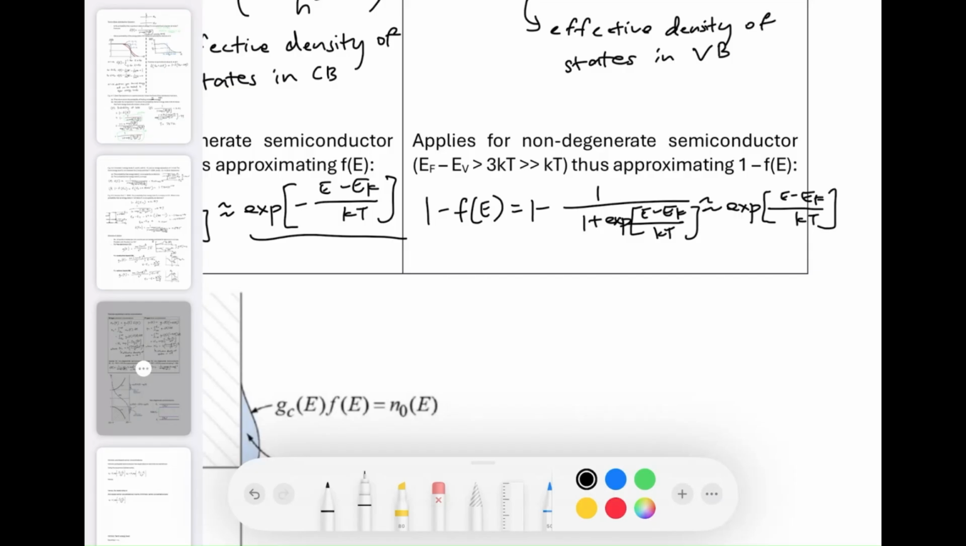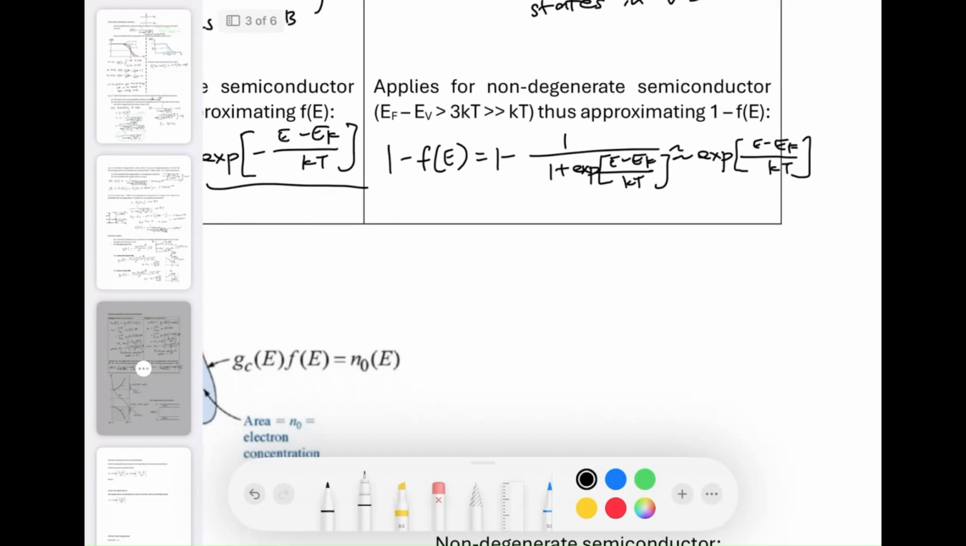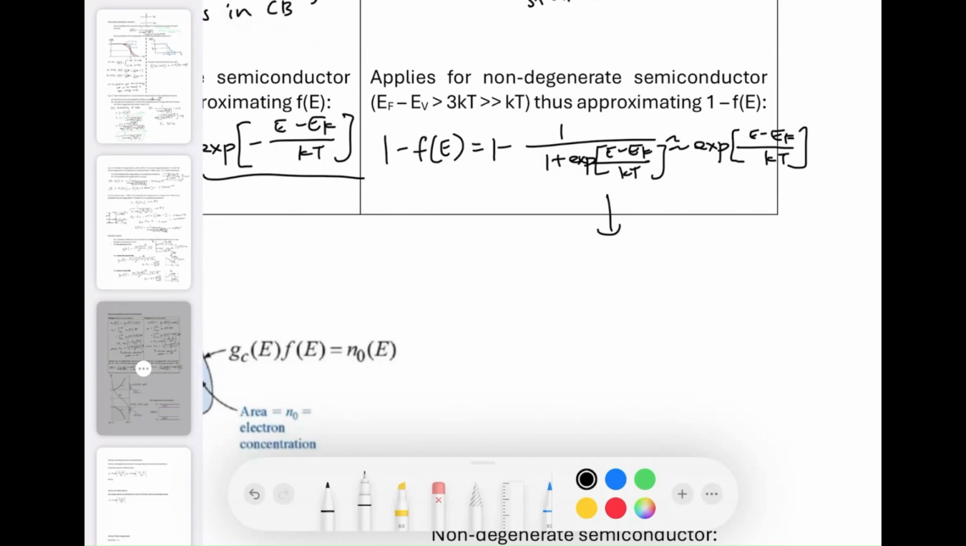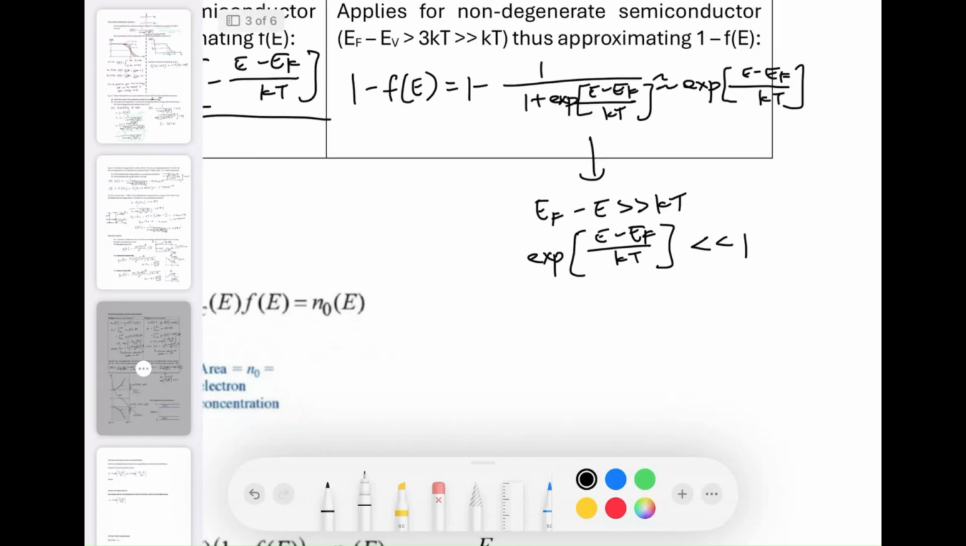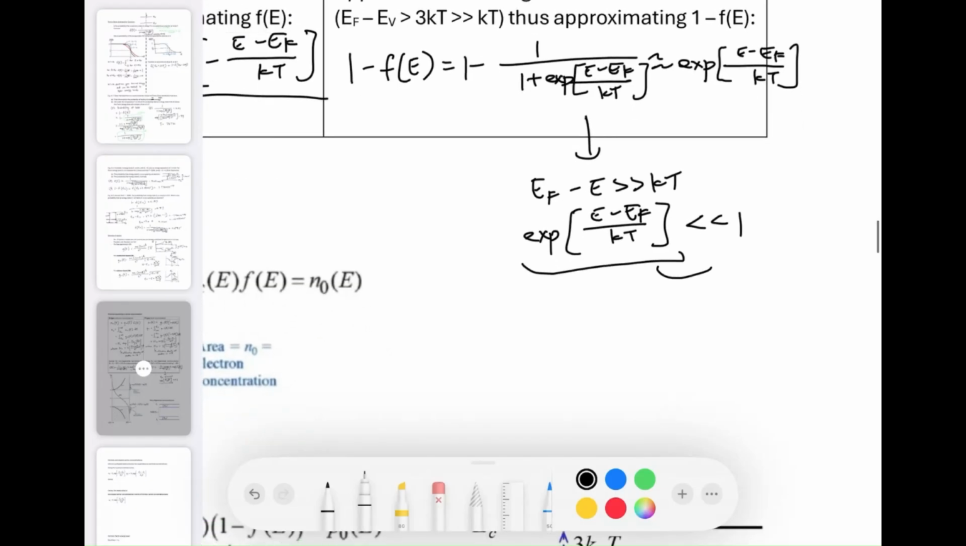Okay, so the link of why this is approximated is not as clear, but let us explain it. Because EF minus E is much larger than kT, the exponential term here is actually much smaller than 1. So it's a very small number. I'm just going to take this as x. So 1 minus FE is equal to 1 minus 1 over 1 plus x. And this is equal to x over 1 plus x.